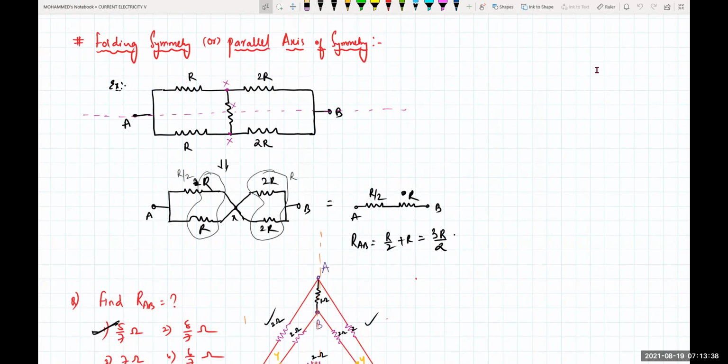Folding symmetry or parallel axis symmetry. Done.